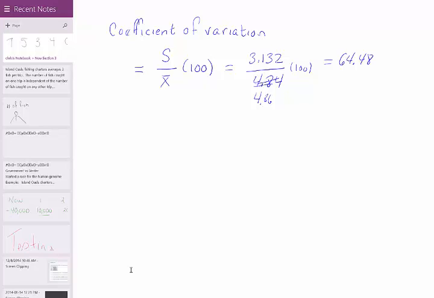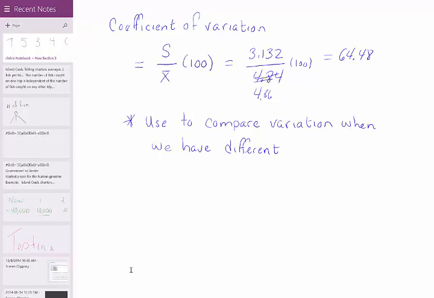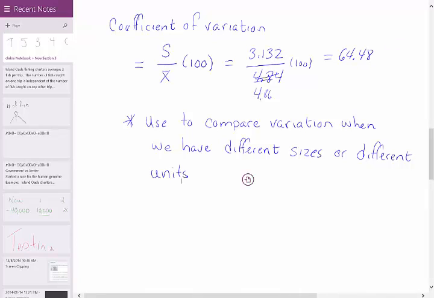And the way that this number becomes really useful is we use it to compare variation, which is another name for dispersion or risk, when we have different sizes or different units. So let's go back to our PowerPoint and we'll have a look at an example that's just like this.